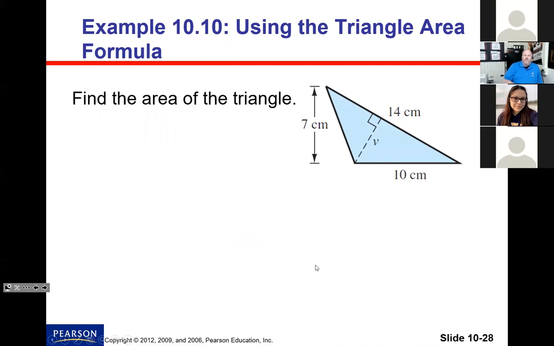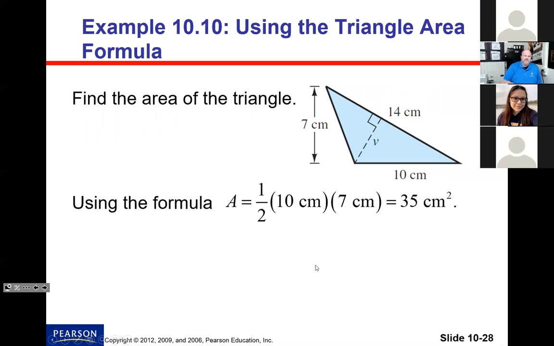Okay, so let's look at an example here. Here's more information than you need. I want the base and I want the height. What's my base? 14? Nope, 10. What's my height? 7. So 10 times 7 is 70. Half of that is 35 centimeters squared.